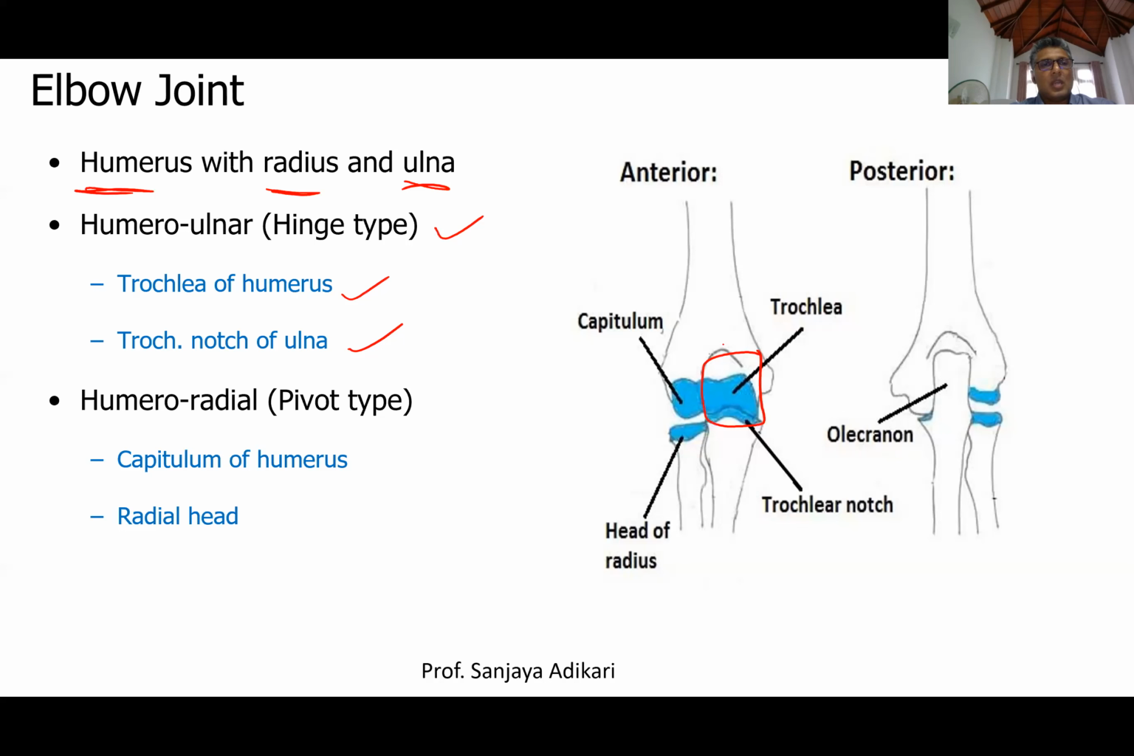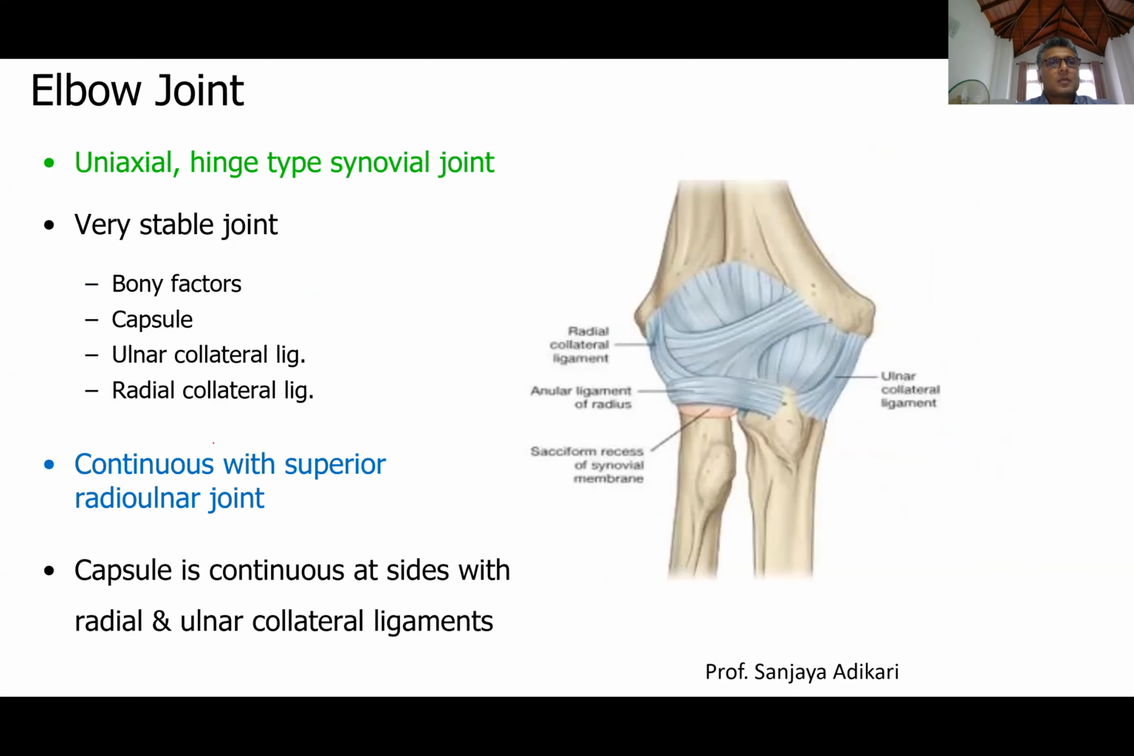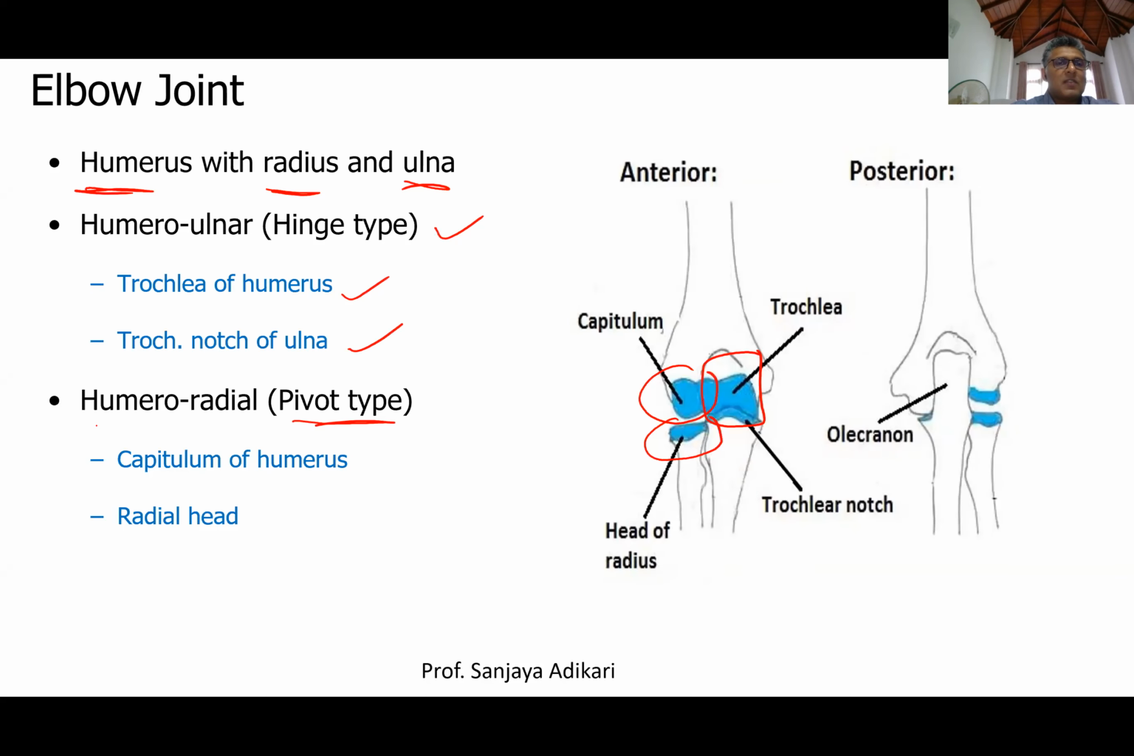Then the second part of the joint is the humero-radial part, that is between the capitulum of the humerus and the head of the radius. That is a pivot type joint. So this whole thing will make the elbow joint, and even though the pivot type is also inside, you mainly call it a hinge type joint. So remember the difference. If somebody specifically asks, this is actually hinge as well as pivot.